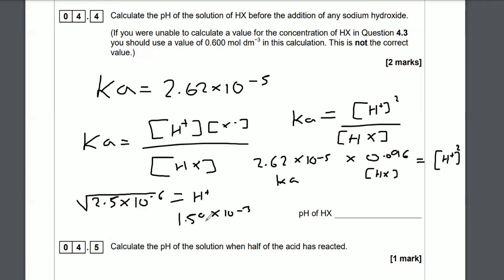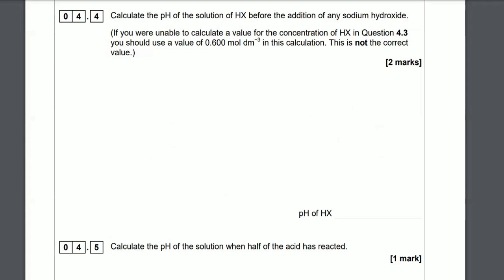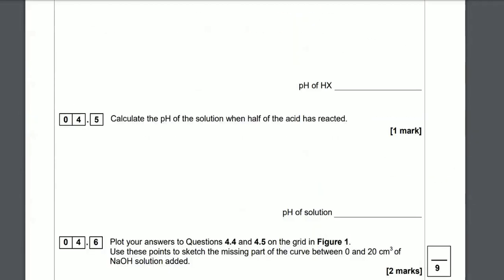Let's have a little look here. We got 1.59 times 10 to the minus 3. Now we want to minus log that, minus log 1.59 times 10 to the minus 3, which is the hydrogen ion concentration, and we get 2.80. That is the pH of HX at the start. And there we go, 2 marks.